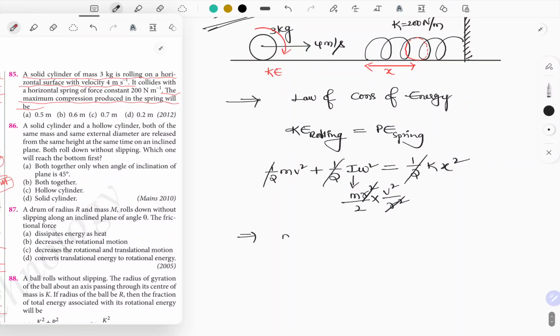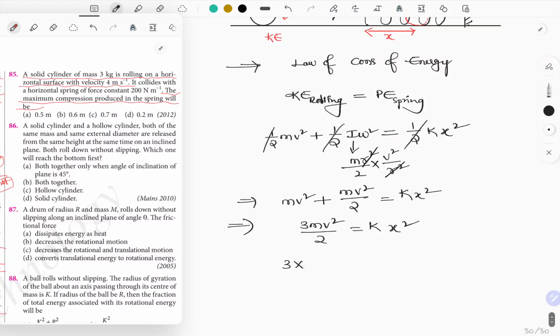Now we are left with mv square plus mv square by 2, which is equal to k times x square. So it is 3 mv square by 2 equal to kx square. What's the value of mass of this object? It is 3 kg. Velocity is 4. It is going to be 16 divided by 2. K value they have given is 200. So it is 2 into 200, which is equal to x square.